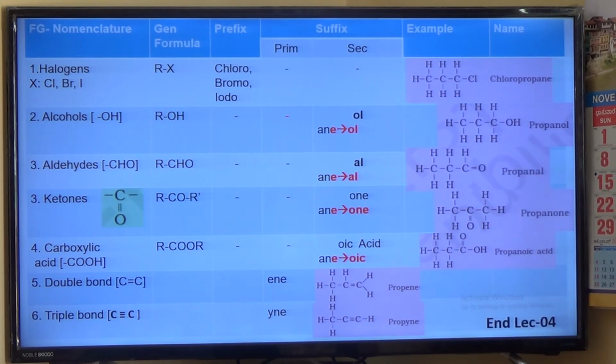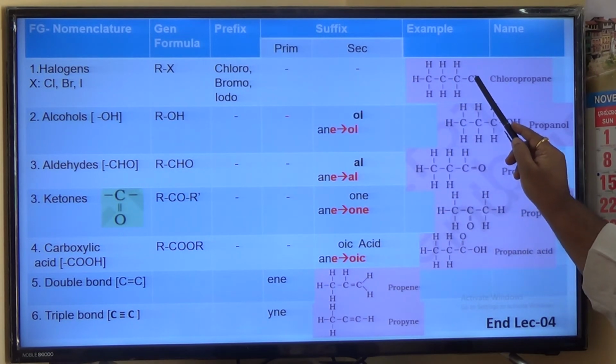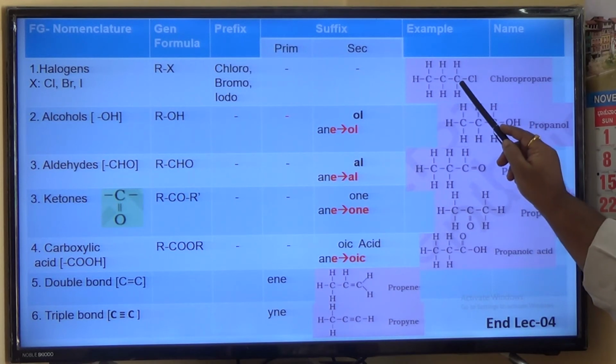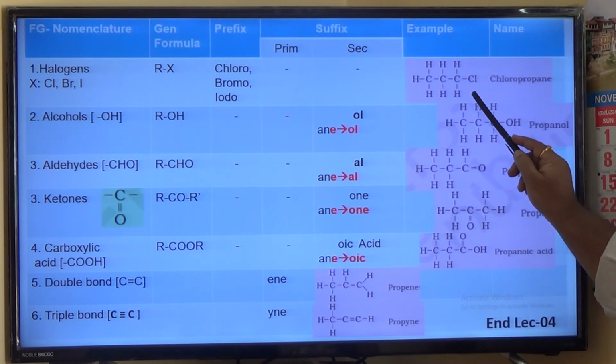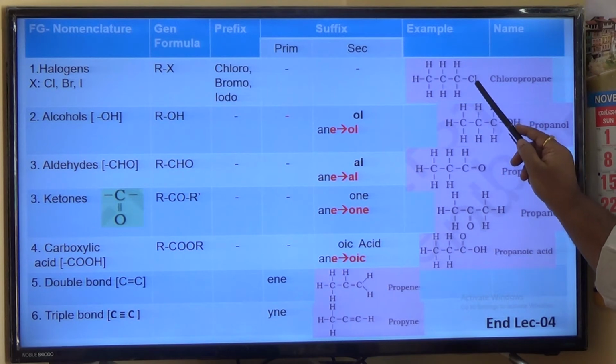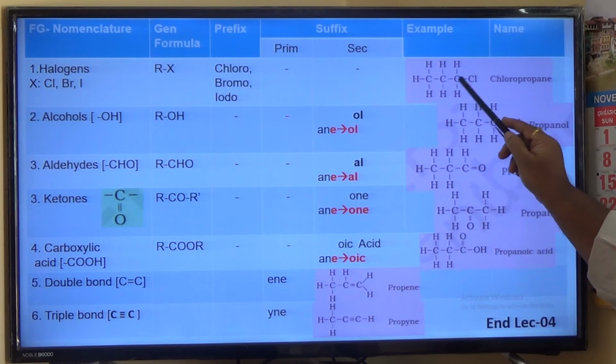Halogens, prefix chloro, because chlorine is attached. Chlorine is attached by removing one hydrogen. So what is the functional group? Chlorine. So the name should include the prefix chloro. Root word prop. All these are single bonds. Primary suffix ane. Chloro, meth, eth, prop, propane. Chloro, prop, single bond between carbon atoms, ane. So this is a chloropropane.